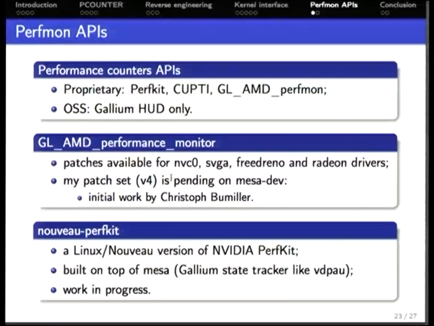Now about Nouveau PerfKit. It will be a Linux Nouveau version of NVIDIA PerfKit. Nouveau PerfKit is also implemented as a Gallium state tracker, like VDPAU. Nouveau PerfKit will expose both compute and graphics counters, and I will use the same interface as NVIDIA PerfKit, so it will be really easy to port an application from Windows to Linux.